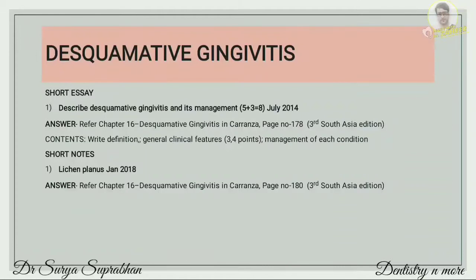Then the next short note is lichen planus. For that, the same chapter, desquamative gingivitis, page number 180. For this question, first you have to write what lichen planus is, and then write in whom it is seen, whether females or males, and then the prevalence, etc. And then the oral lesions, the gingival lesions seen in lichen planus, and then the histopathology. When you are writing histopathology, always mention the immunofluorescence, and then the differential diagnosis, and then the treatment part.